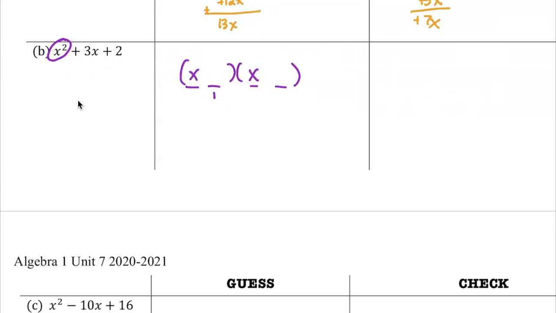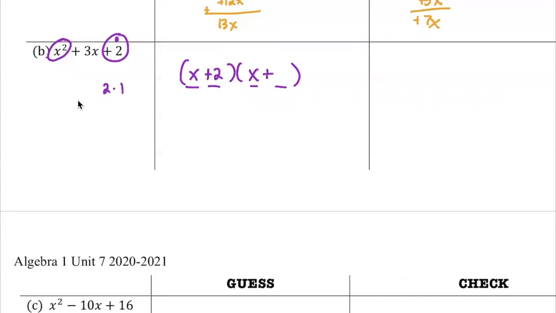Now, what goes in these second blanks here, right? That has to be things that multiplied to give me 2. Well, 2 is kind of nice in that there's really only 2 options. The only factors of 2 are 1 and 2. So let's try it out.